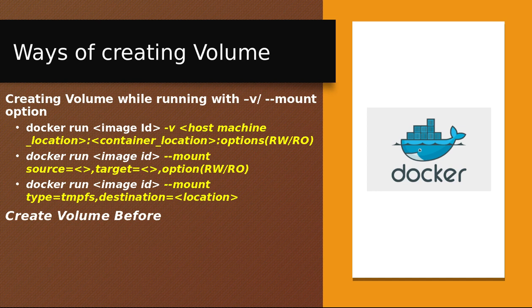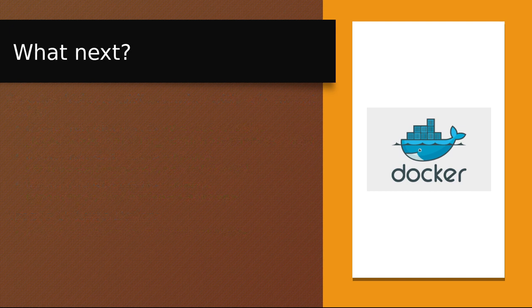Another way is we can create it beforehand, so we create the volume first, and then at the time of running we can just attach it. So docker volume create and then --name, and you define the name. This way we can create volumes.